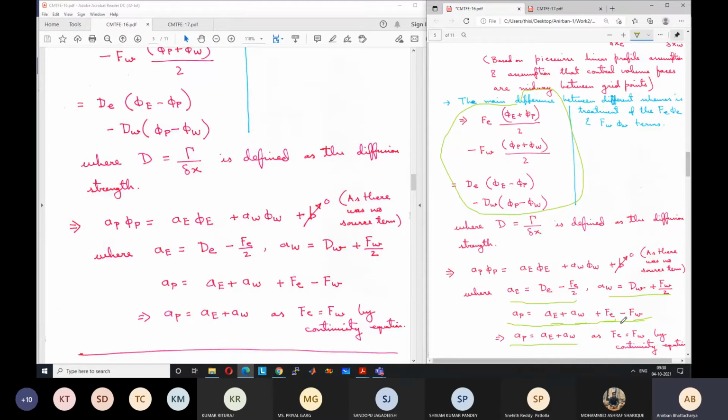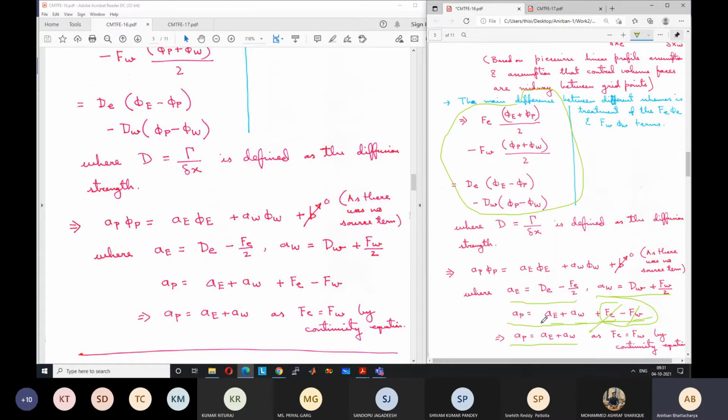So in this case also, by using continuity, we are able to show that because FE is equal to FW, this term actually cancels out. So we are just left with AP equal to AE plus AW. So ultimately, if AE and AW are known, AP can be calculated directly. It's just another way of writing this.